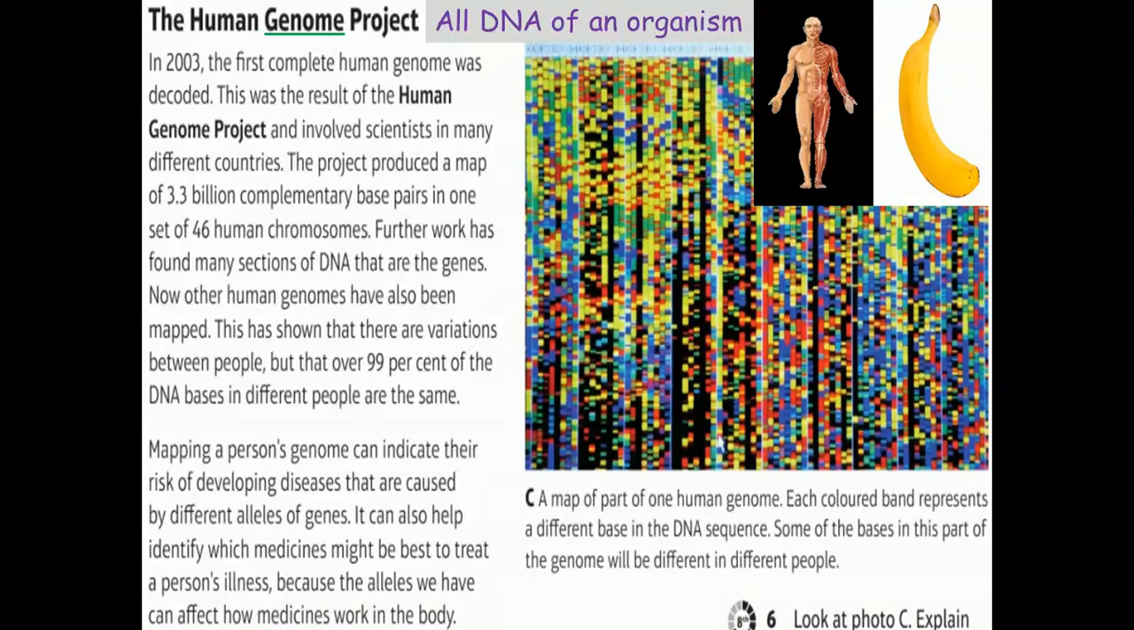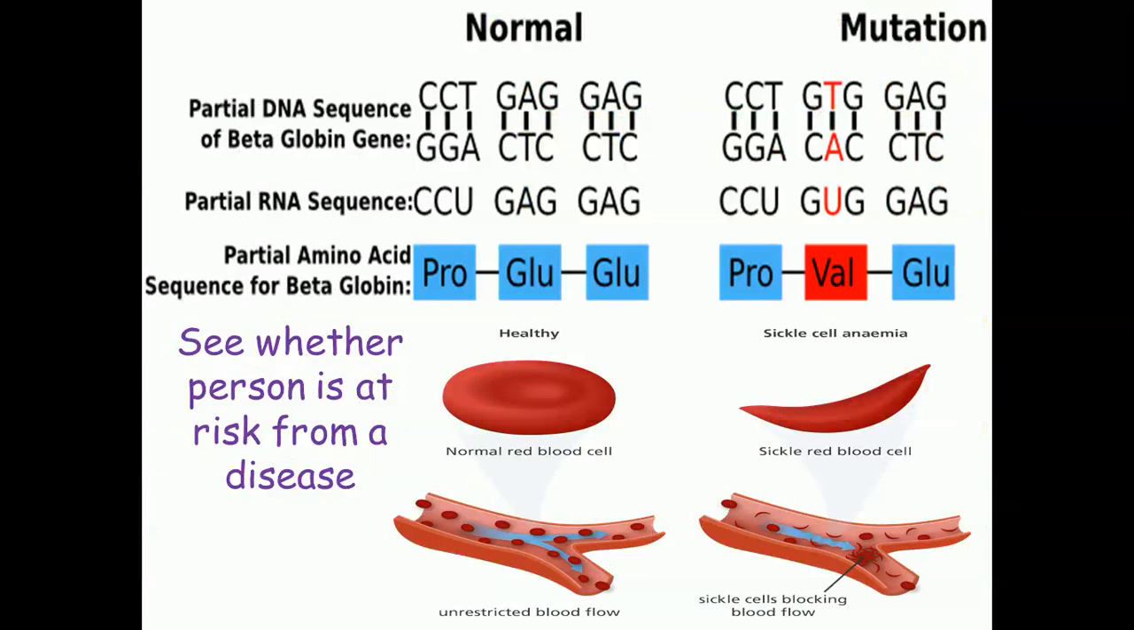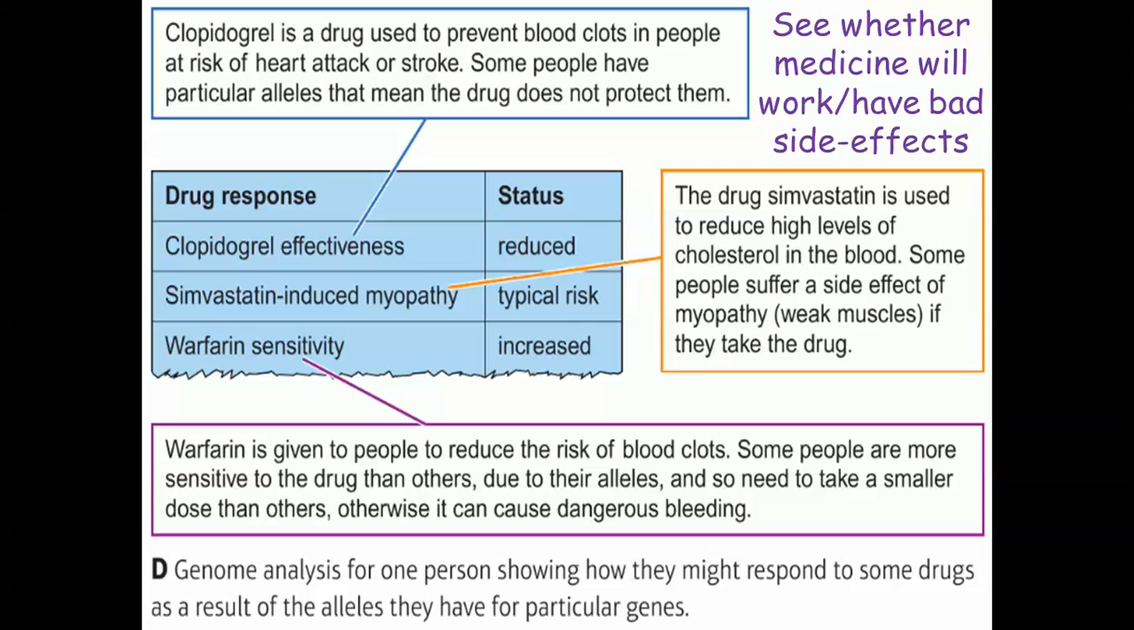Now, the use of knowing the DNA sequence is that first we could find out if there's a risk of developing a disease, and then we could also identify which medicines can be used to treat a person's illness. So in this example here, we could see whether a person is at risk of a disease because we could find out if they've got a mutation that causes the disease. And then we could also see whether the medicine will work or have bad side effects based on the alleles that they contain after doing DNA sequencing.